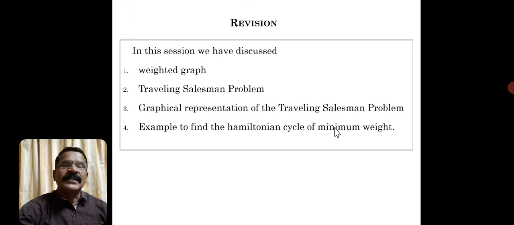So this is how in this session we have discussed what a weighted graph is, what the traveling salesman problem is, then how to construct the graphical representation of the traveling salesman problem. Then we took one example to get a solution of the traveling salesman problem. This is how we have discussed these ideas in this session.